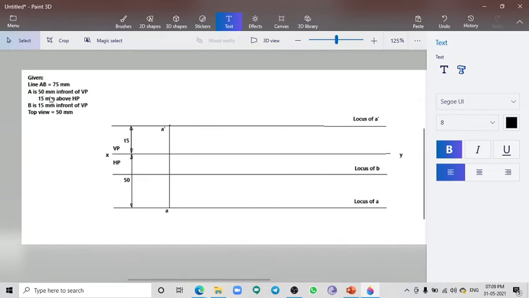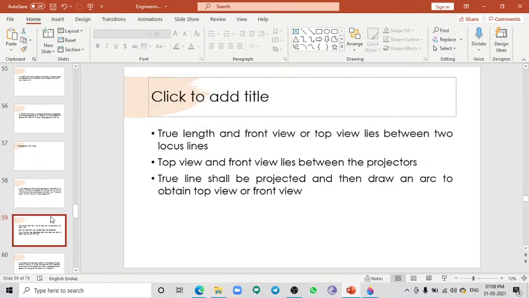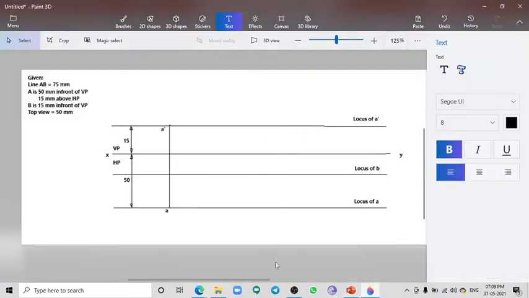Then we have line AB length 75 mm. Similarly, top view length is 50 mm. So we know three conditions. The true length and the front view or top view must lie between two locus lines. We have the true length and the top view, so both of these must touch the two locus lines. So we have two locus lines and also we have two data.